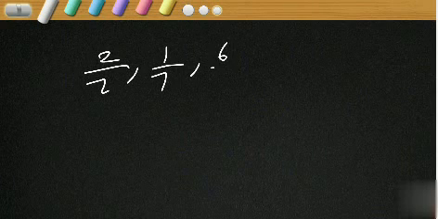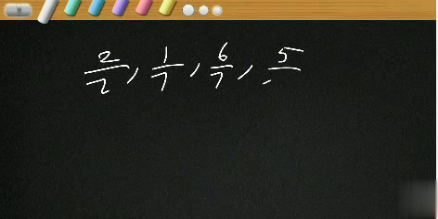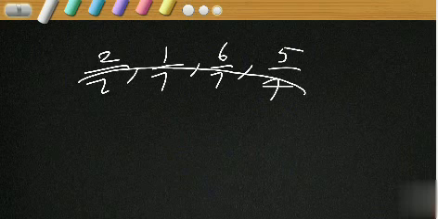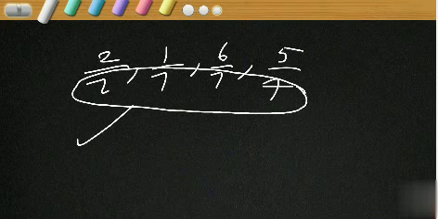2 by 7, 1 by 7, 6 by 7, 5 by 7. Are they like fractions? Yes, these are like fractions. Why? Yes, in all these fractions, the denominator is 7. That means these are fractions with the same denominator, so these are like fractions.